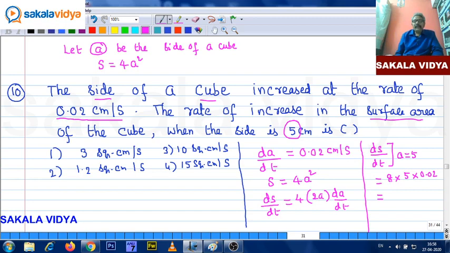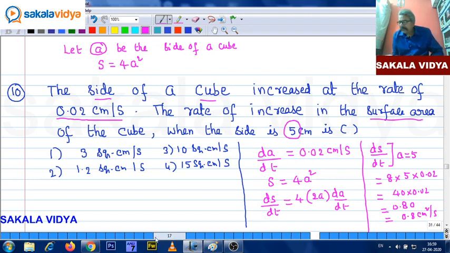Okay, now 8 into, let us check now, 0.02. Side is 5, this is 4 into 2a dA by dt, 0.02. Yes, so that means actually this is 40 into 0.02, this will be 80. How many points you need to put? 2 points. So 0.8 centimeter square per second, square centimeter.